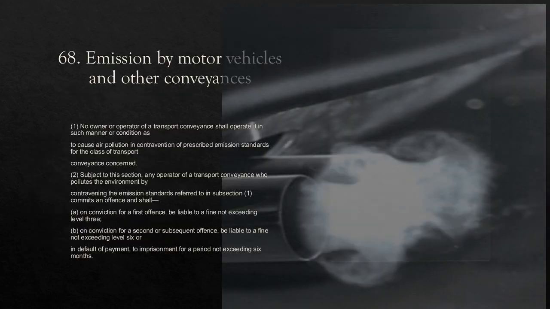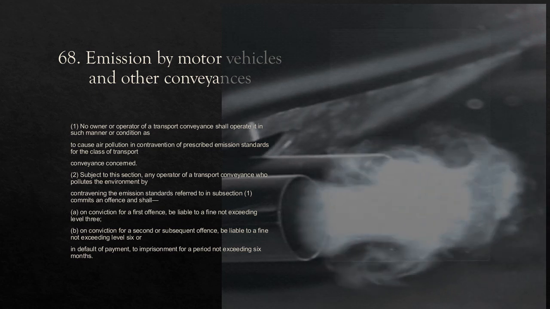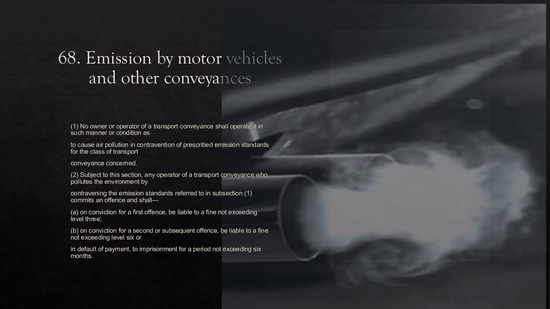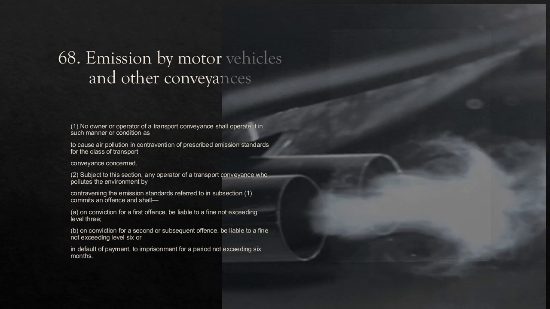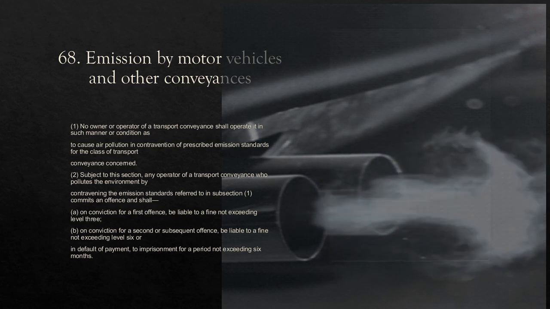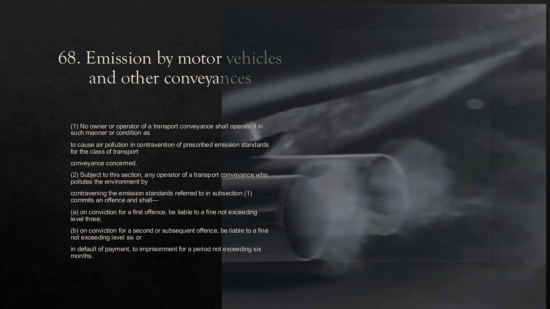This also is seen in section 68 for those cars that emit too much pollution and go on leave while polluting. It is an offense. So if you see a car emitting too many greenhouse gases or carbon dioxide into the air, you see that they are committing an environmental crime in terms of section 68 of the Act.